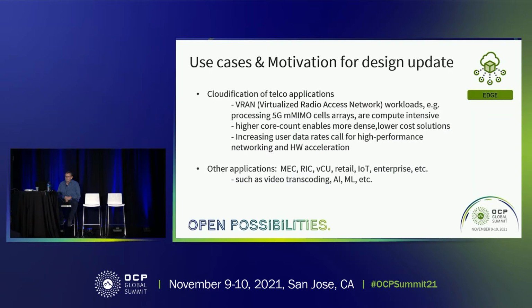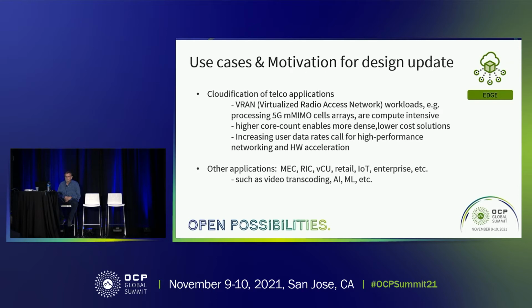For Nokia, as a telecom equipment provider, running cloud-based telco applications is one of the key use cases in the network edge. For example, vRAN workloads are very compute intensive. The higher the processing capacity of the CPU, the more dense and the lower the cost of the solution can be. As 5G is increasing data rates, the networking functions must scale up respectively, which often demands 100 gigabits per second interfaces in a server.